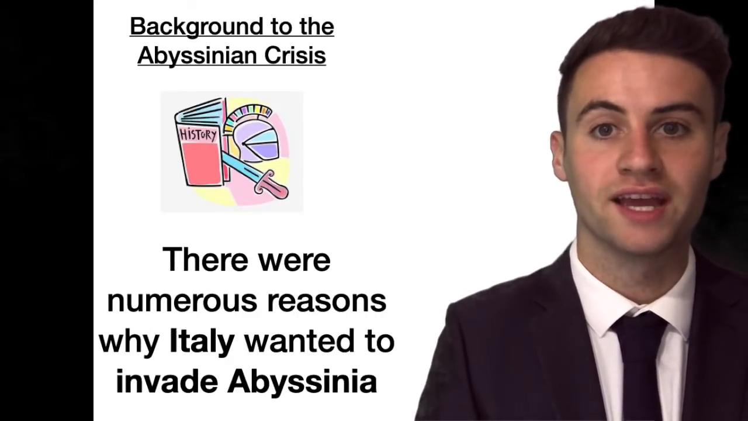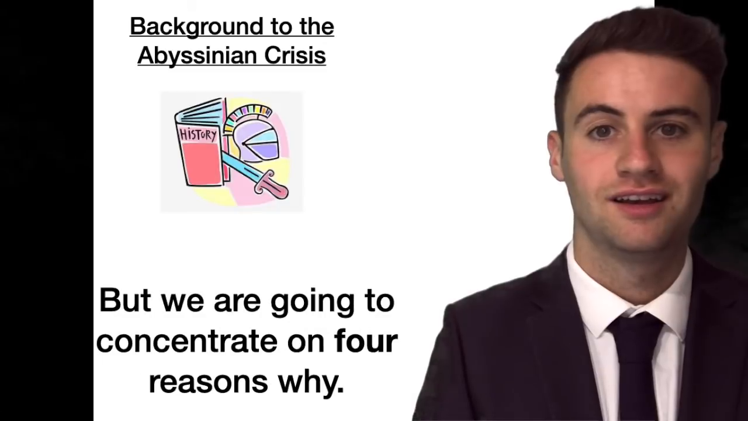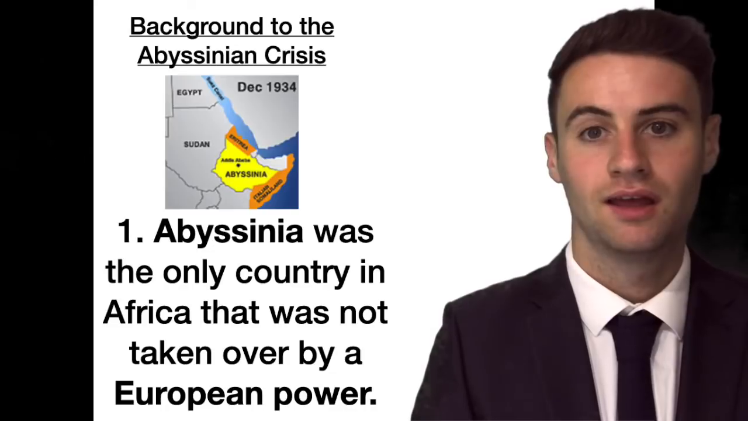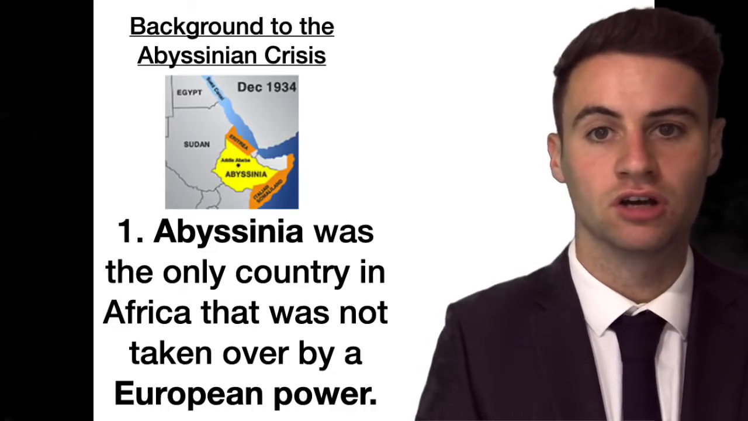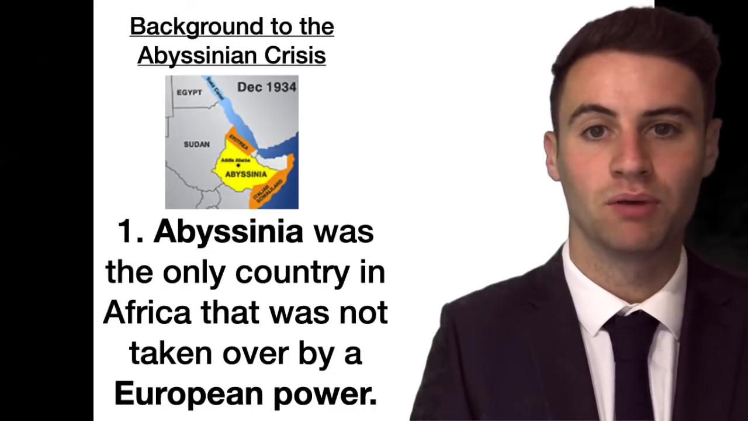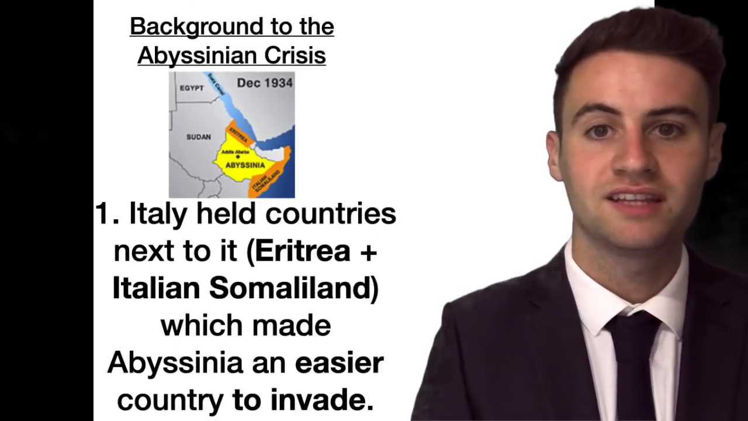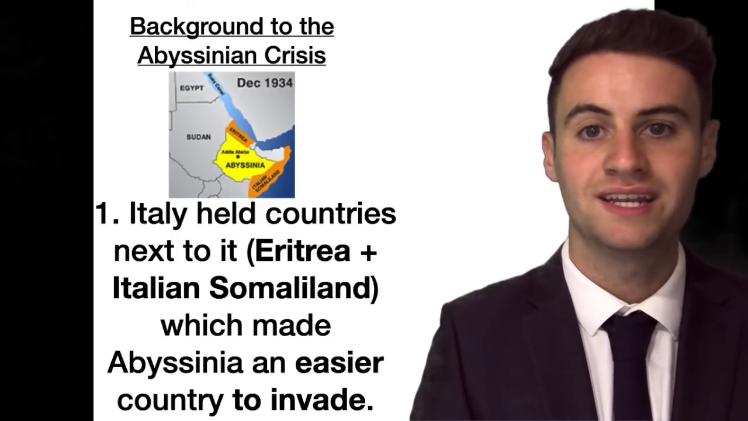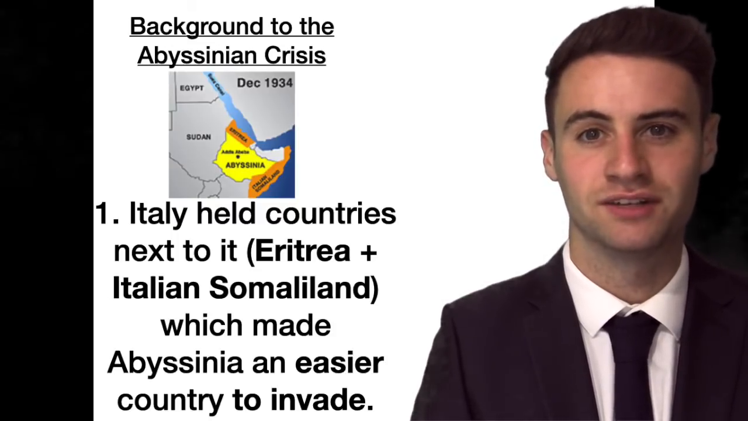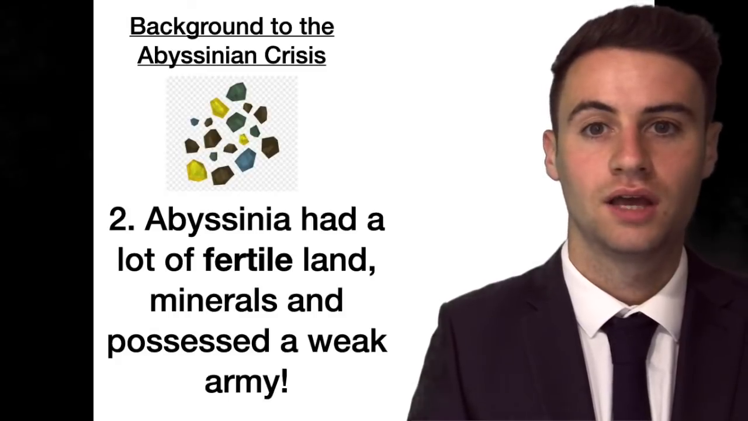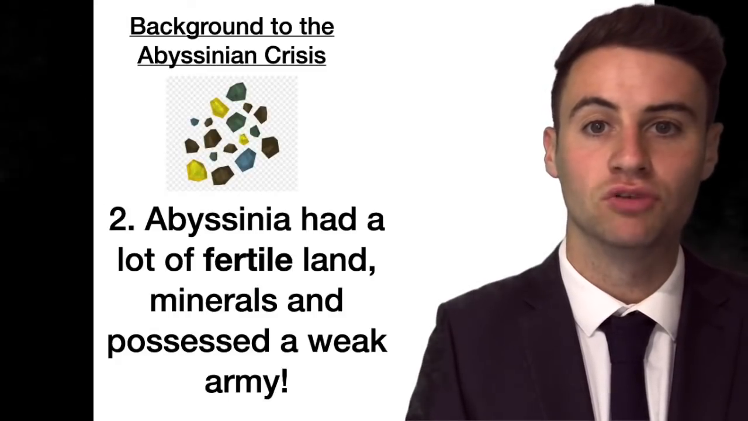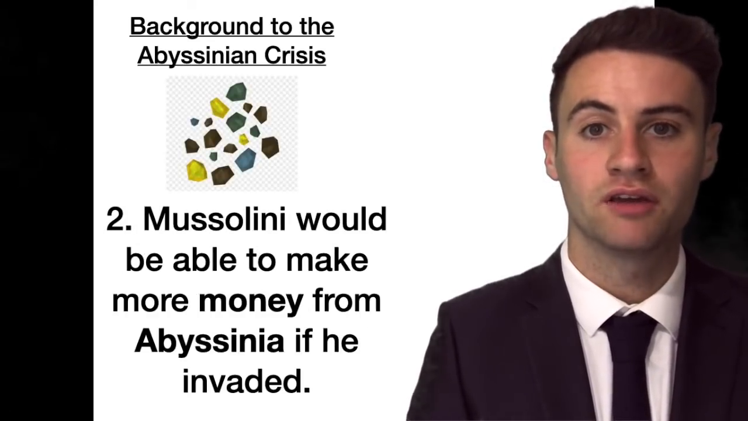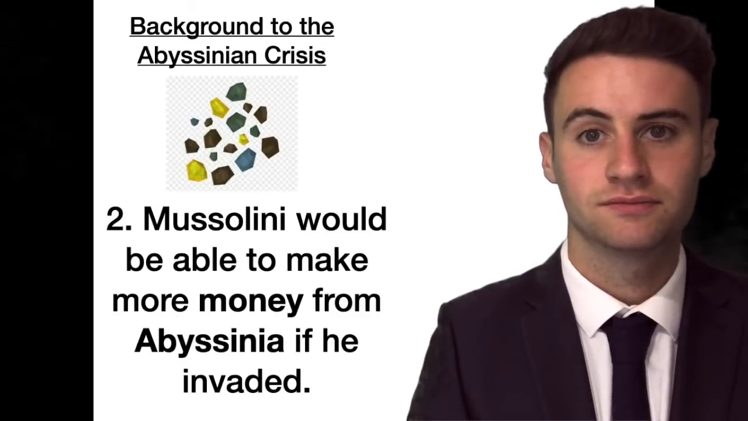There were numerous reasons why Italy wanted to invade Abyssinia, but we're going to concentrate on four reasons why. Reason one: Abyssinia was the only country in Africa that was not taken over by a European power. Italy held countries next to it, such as Eritrea and Italian Somaliland, which made Abyssinia an easier country to invade. Reason two: Abyssinia had a lot of fertile land, minerals, and possessed a weak army. Mussolini would be able to make more money from Abyssinia if he invaded.